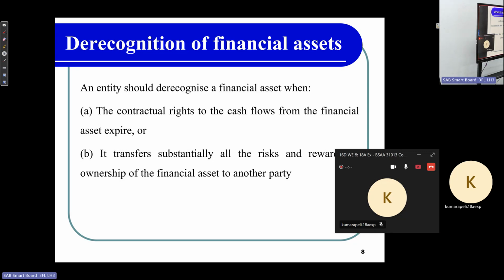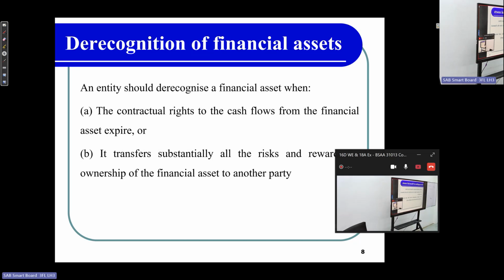Financial liability should be derecognized when it is extinguished. Derecognition should be divided into two: financial assets and financial liabilities. Extinguished means a combination of three things: discharge, cancel, or expire. Extinguish means discharge, cancel, or expire.